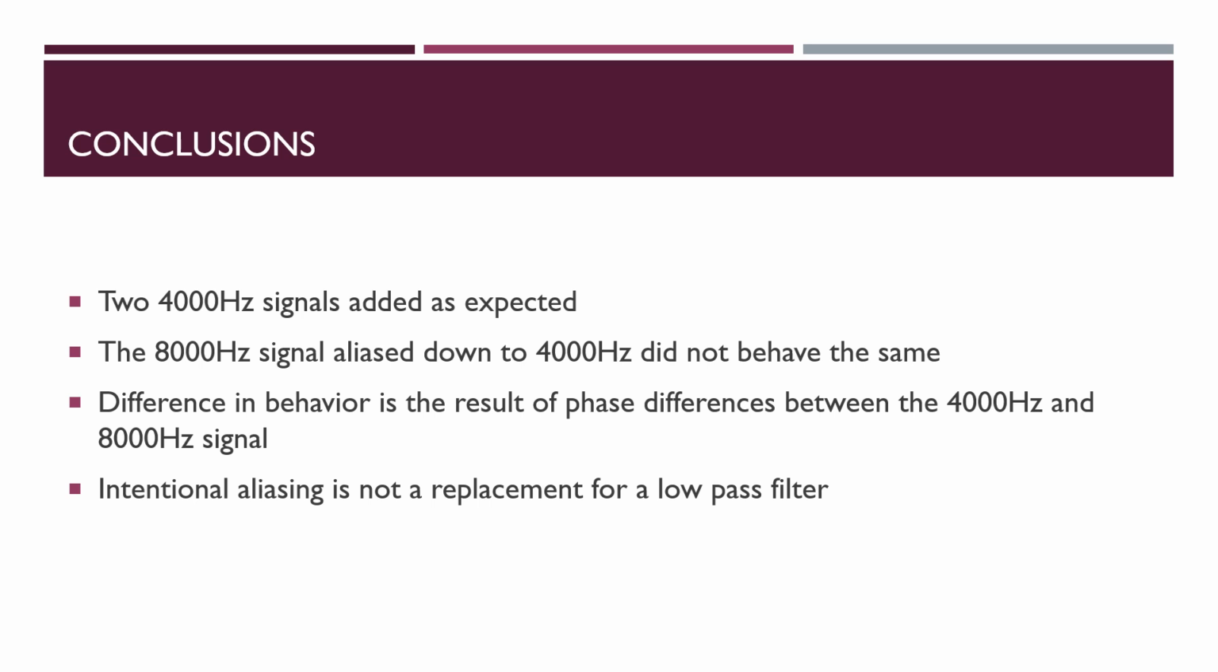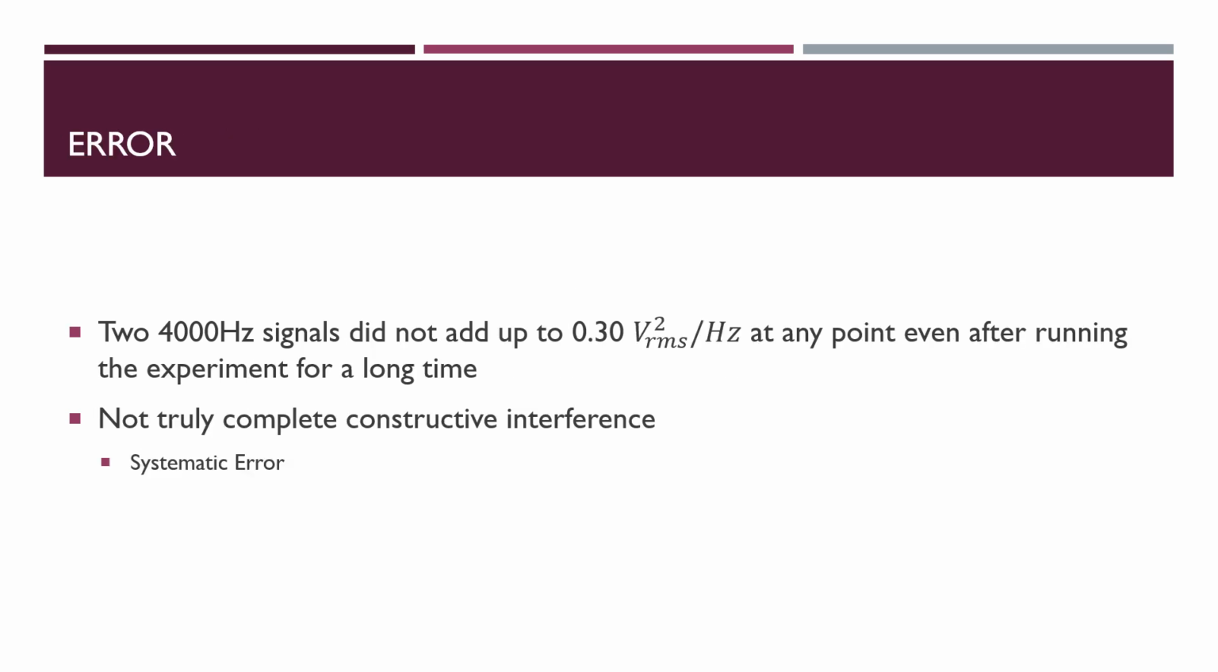A brief note on error: the 2 4,000 Hz signals did not completely add up to 0.30 volts squared per hertz at any point, even after allowing them to run for many, many periods, but rather only added up to 0.28 volts squared per hertz. This is likely the result of them not being truly completely constructive interference, because the two speakers playing the signals were not at the same point in space relative to the microphone. This would be a form of systematic error that can be minimized by putting the speakers as close together as possible relative to the microphone.